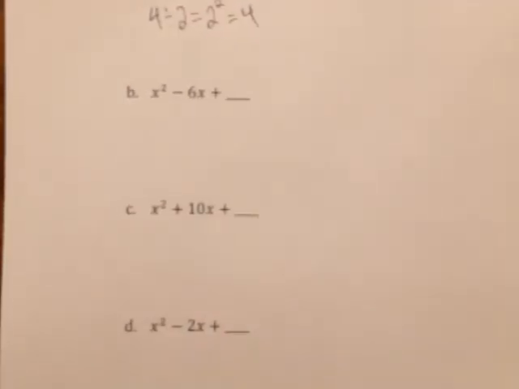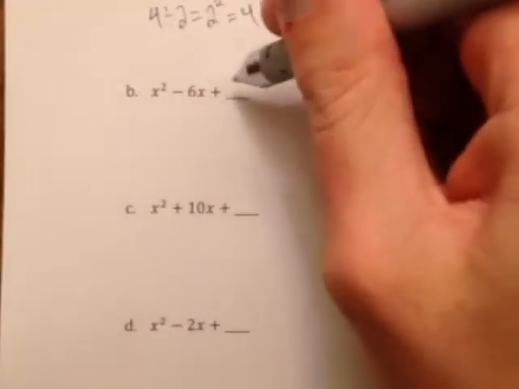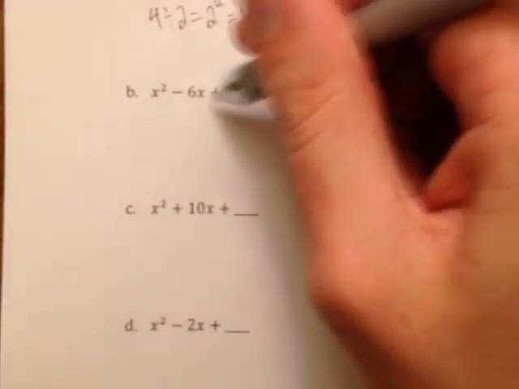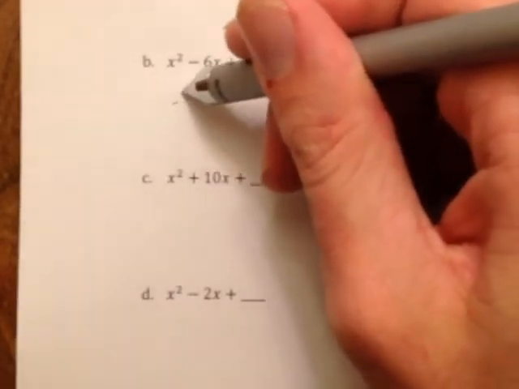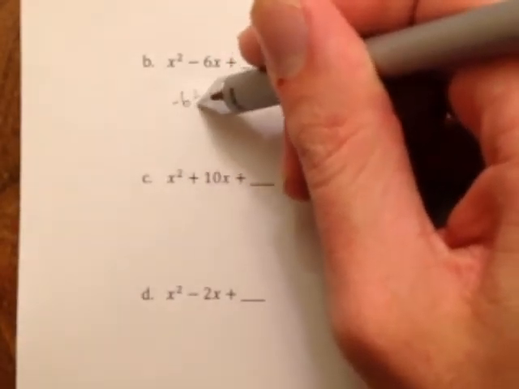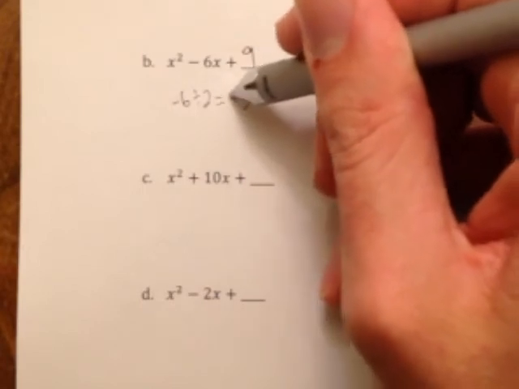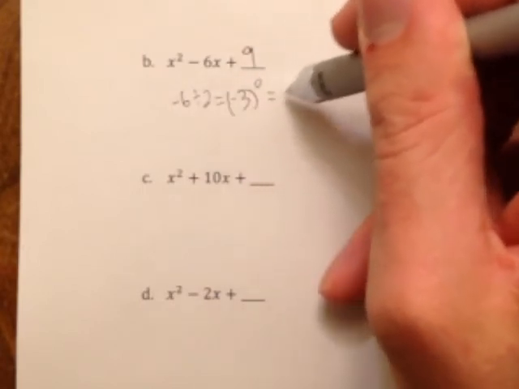Looking at B, two of the same number that make negative 6 are negative 3 and negative 3. That's the only way I can use two of the same number. Negative 3 times negative 3 is positive 9, plus 9. See how it's always a plus? Or if you want to think of it this way, I took negative 6 divided by 2, got negative 3, and then I squared it, including the negative, and I got 9.